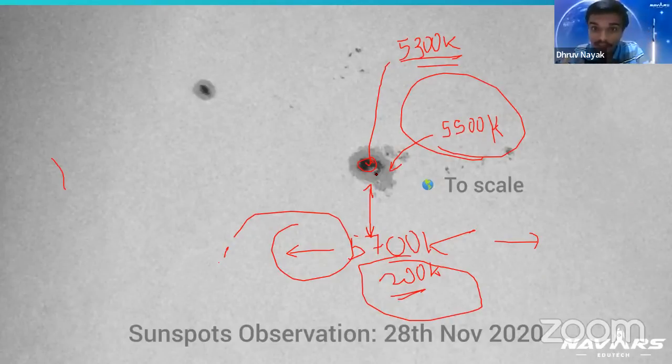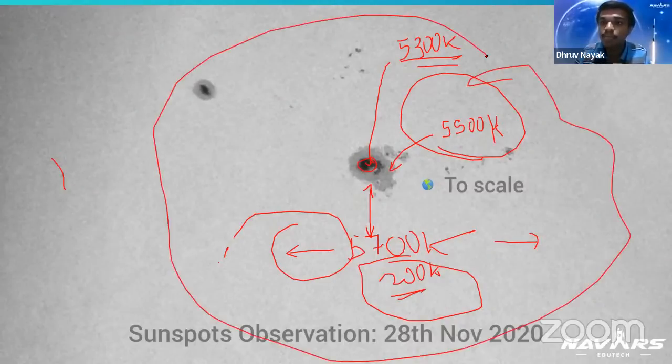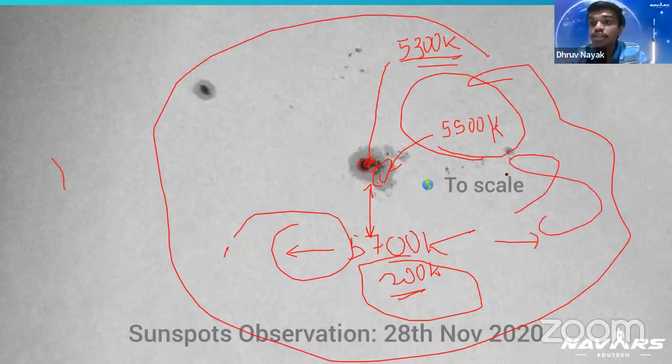Then the surrounding gray region which is around the black part is slightly hotter than the dark black part at the center. That is why it's appearing grayish. But it is cooler than this part, you know. In comparison, this part is cooler, that is why it's appearing grayish. But it is hotter than this black part. And finally, this surrounding region is hotter than both the dark black patch and the gray patch. That is why you can see those different colors. I hope that has answered the question.